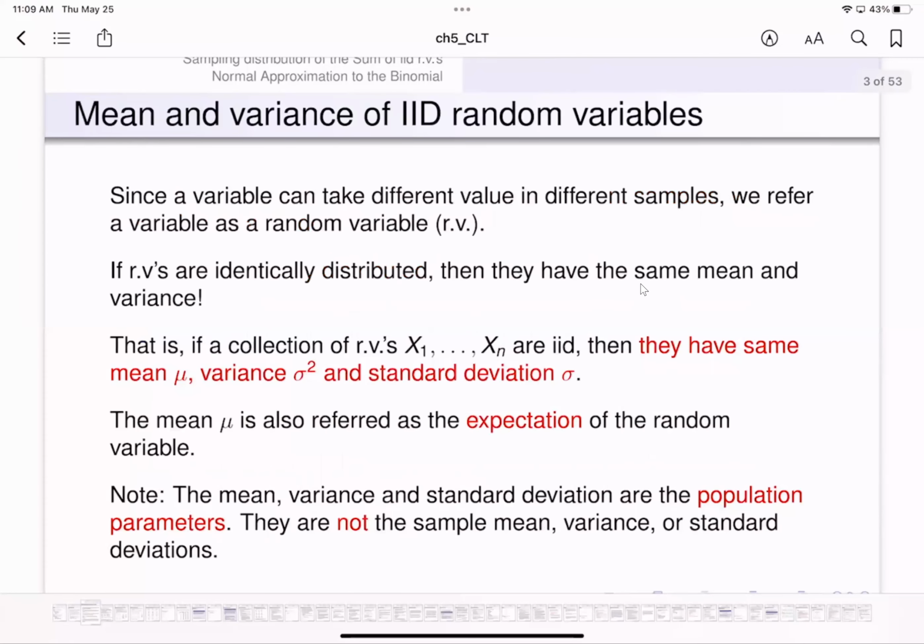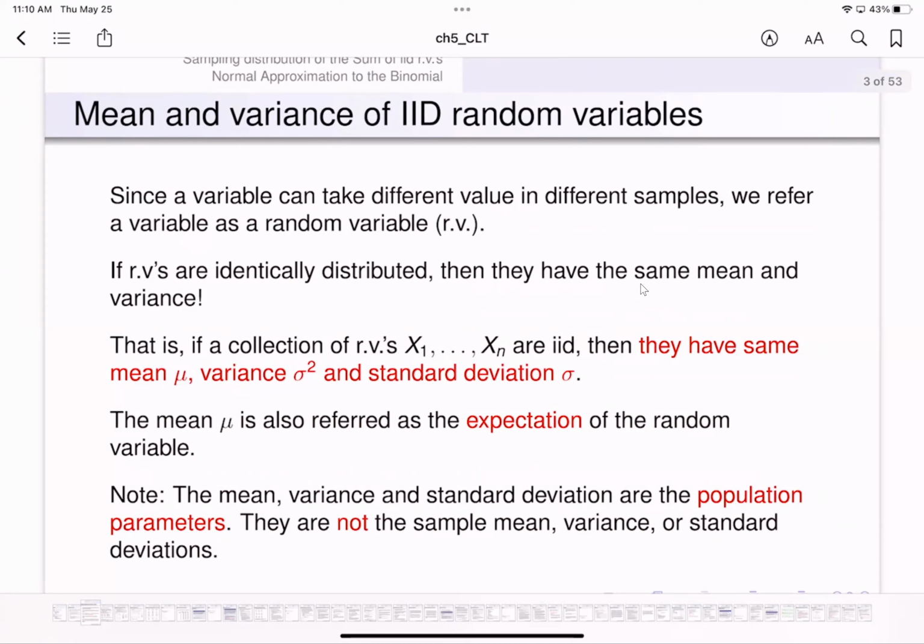So those are examples of i.i.d. random variables. As we already know, different samples would have different values. Therefore, these variables would change value, so they are referred to as random variables rather than just variables. And if random variables are identically distributed, they should have the same mean, same standard deviation, and also many other attributes that we did not mention. For example, they would also have the same skewness.